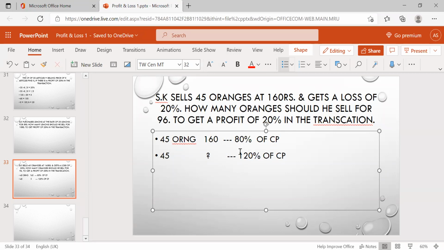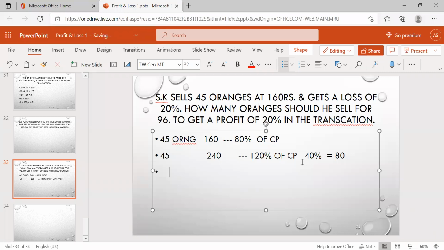So see, what's the difference here? 80% loss and 120% profit. So what's the difference in between? It's nothing but 40%, right? Am I right? Clear? So 40%. Then 160 rupees equal to 80%, 40% equal to, you can say directly, 80 rupees. Then add that 80 to 160, we'll get the cost price. It's nothing but 160 plus 80, for 120%.